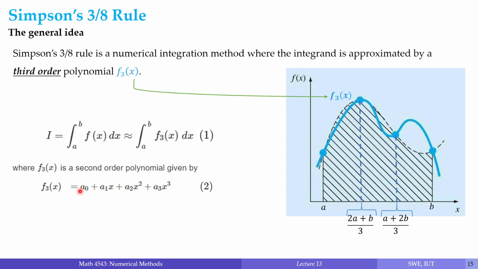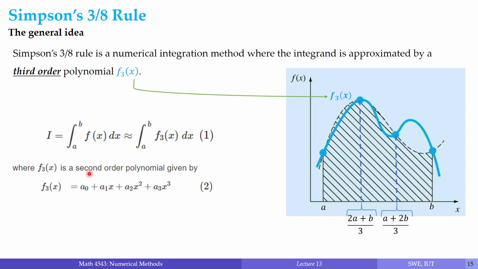And we know the general form of the polynomial is written like this: a naught plus a1 x plus a sub 2 x squared plus a sub 3 x to the power 3, or x cubed. This is the general form of the third order polynomial. So there is a typing mistake over here. It should be third order polynomial instead of second order polynomial.